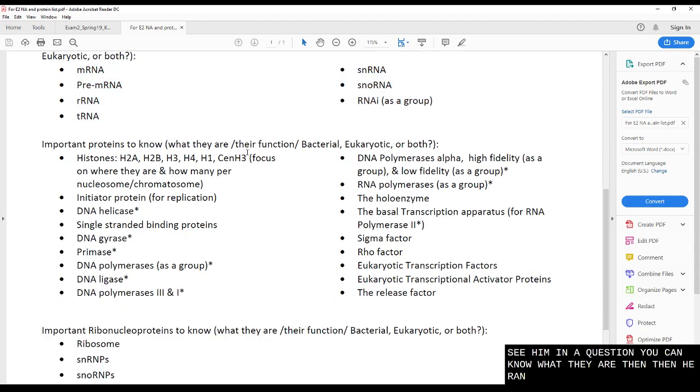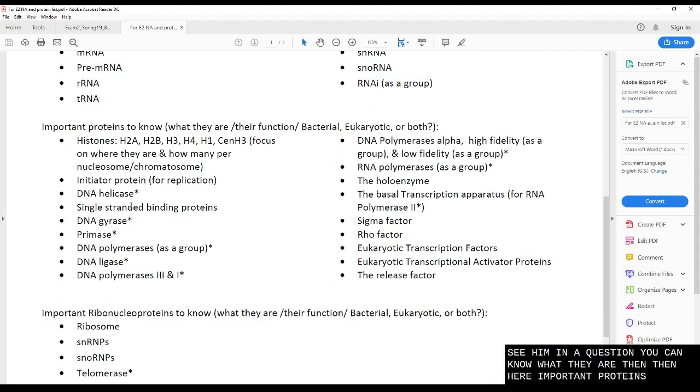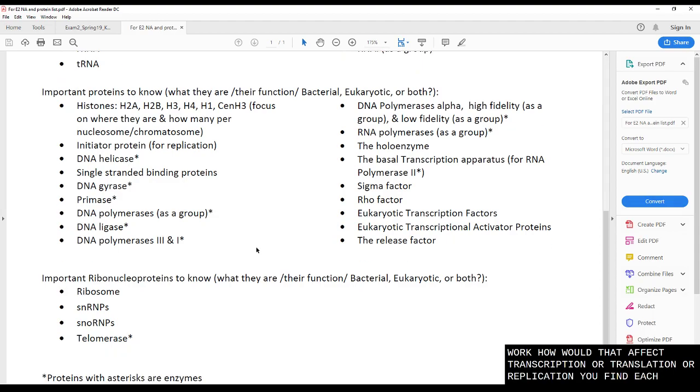Then here, important proteins. If they have an asterisk, they are an enzyme. Imagine if that enzyme or that protein doesn't work, how would that affect transcription or translation or replication? So just know where you find each. I know it's a long list, but if you break it down, it shouldn't be too bad for you.